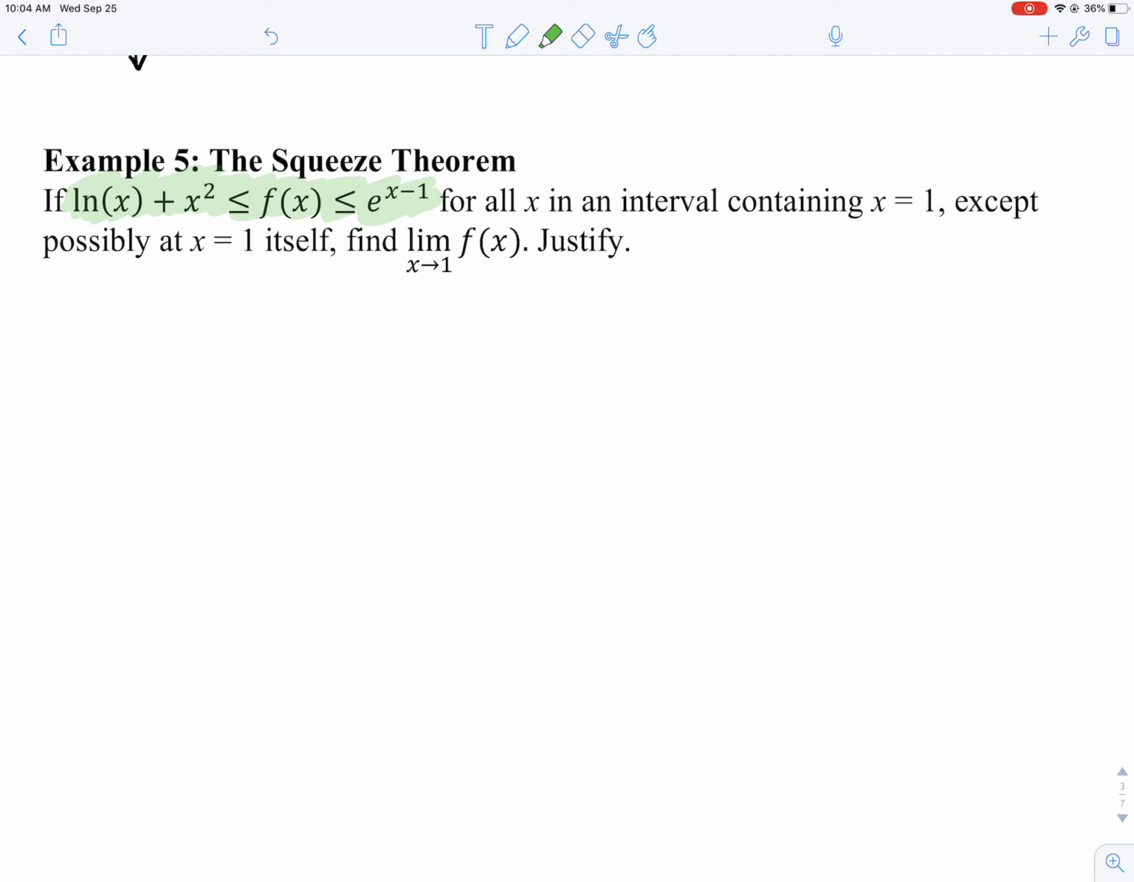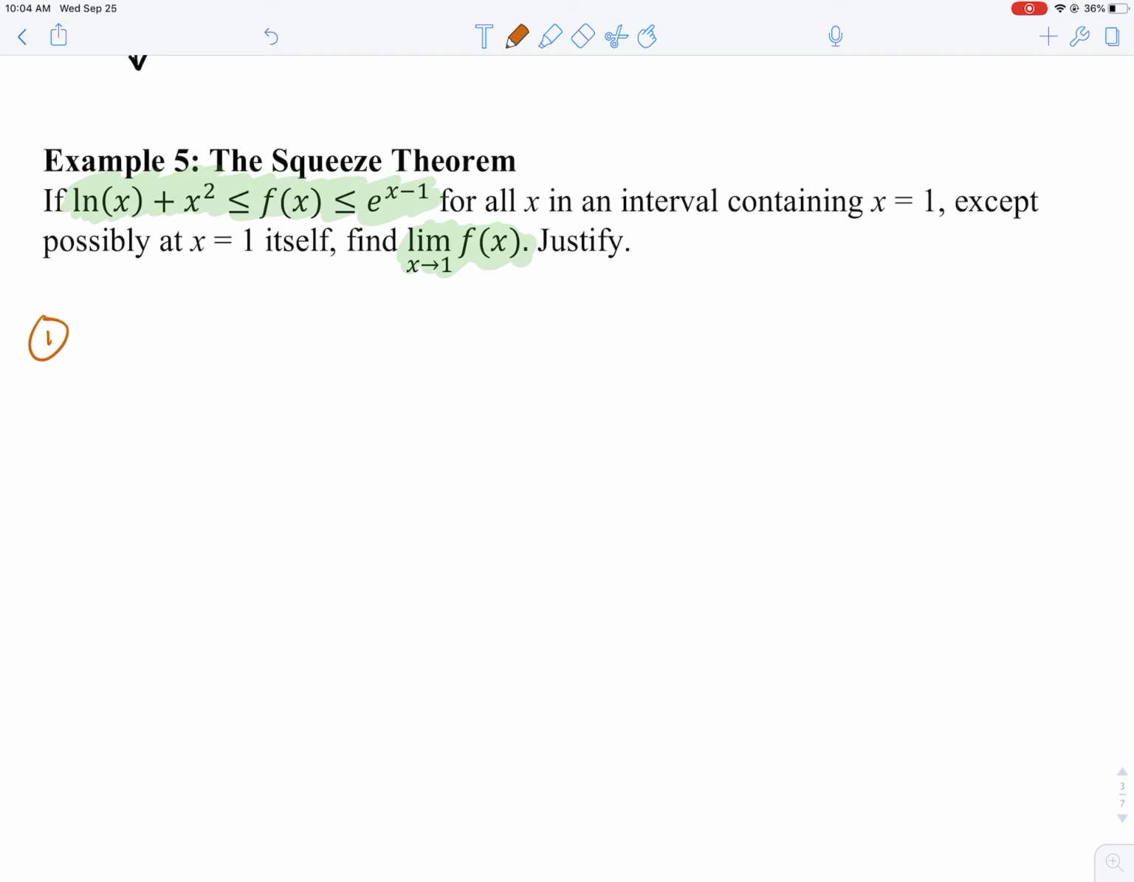So I'm asking you to take the limit as x approaches 1 of f of x, and I've given you that f of x is greater than or equal to ln of x plus x squared and less than or equal to e to the x minus 1 for all x in an interval containing x equals 1, except possibly at x equals 1 itself, right? Because f doesn't necessarily need to be defined at x equals 1. Then we're going to find the limit.